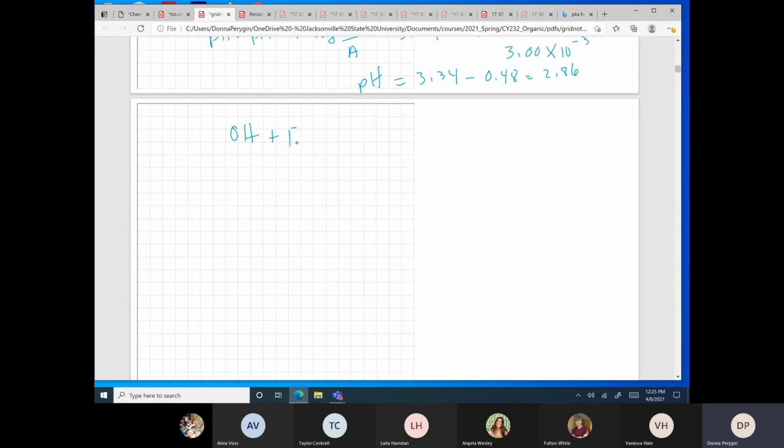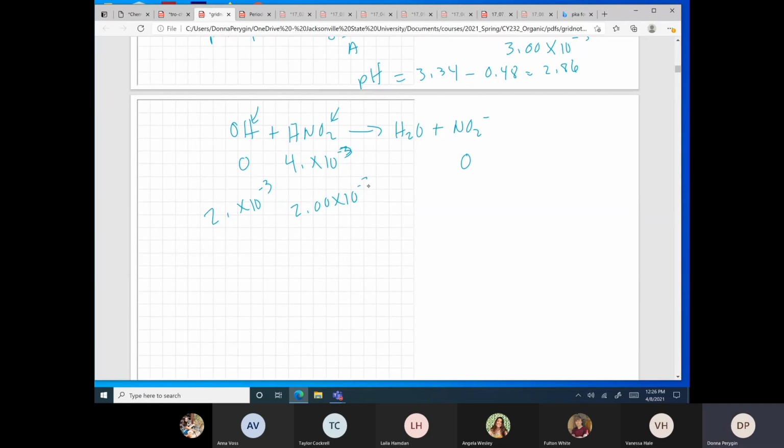OH minus plus HNO2 goes to H2O plus NO2 minus, okay? So we're starting out with no hydroxide, and we've got 4 times 10 to the minus third moles of this, and we've got 0 moles of this, and then we're adding 2 times 10 to the minus third moles of this because we're at 1/2 of the equivalence point. So we're adding half of the hydroxide here that it takes to neutralize the acid, okay? So we're going to end up with 2 times 10 to the minus third moles of this.